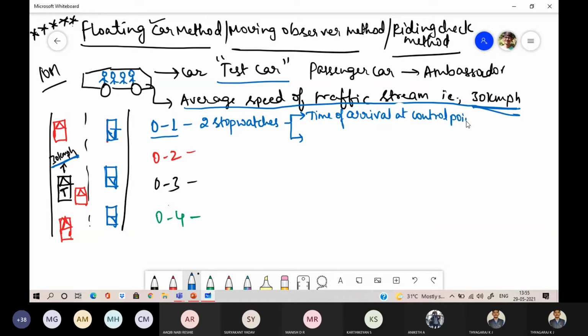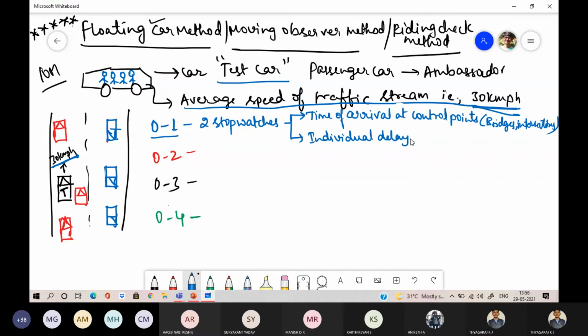Okay, at control points, that is important points like bridges, intersections, etc., you will be noting down the time. The second stopwatch is what you will be using to note down the individual delay.